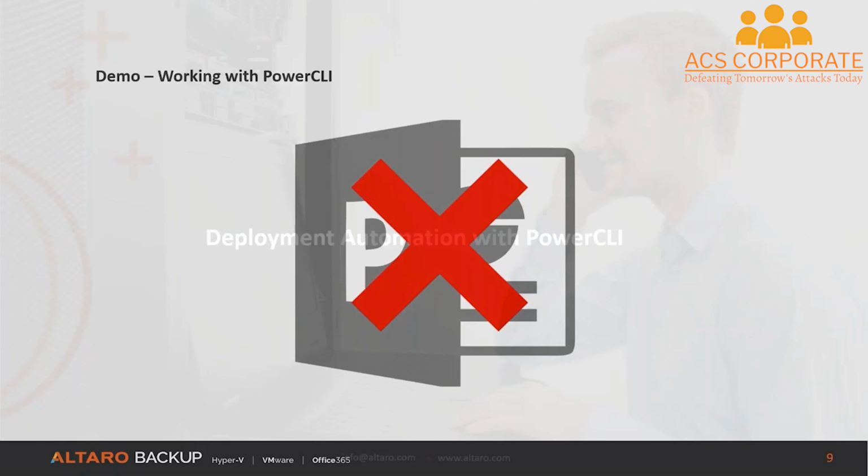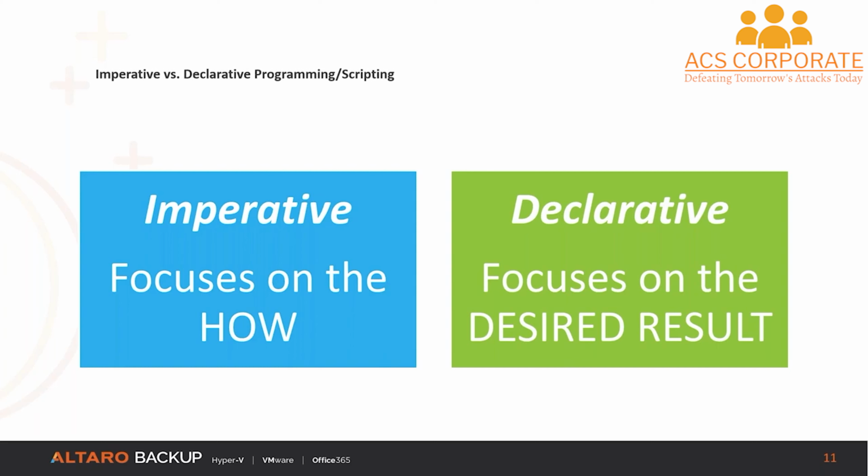I'm just going to have a quick conversation here on taking this a step further. But before we do that, I want to talk about this idea of imperative scripting versus declarative scripting. These are two different methodologies for scripting and programming out there in the industry. And really it breaks down to this. An imperative scripting model really focuses on the how. How does the script get to its goal? Maybe it does X and then it does Y and then it does Z. It really focuses on that process, whereas the declarative model focuses more on the desired result.